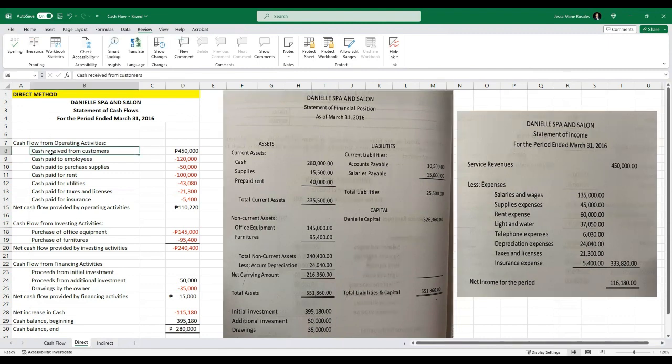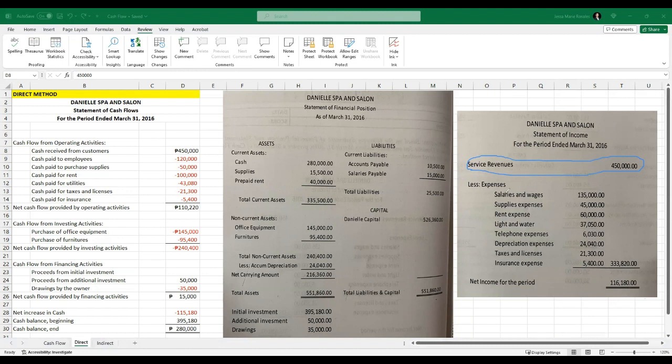So, using direct method, ang cash flow nato from operating activities is cash received from customers, 450,000. Asa ni siya gikan? Sa service revenues. Giassume nako na kini siya is puro cash. Because if you look at the statement of financial position, wala man tay accounts receivable. So meaning, tanan natong sales, tanang revenue was paid by the customers in cash. So cash received from customers, 450,000.